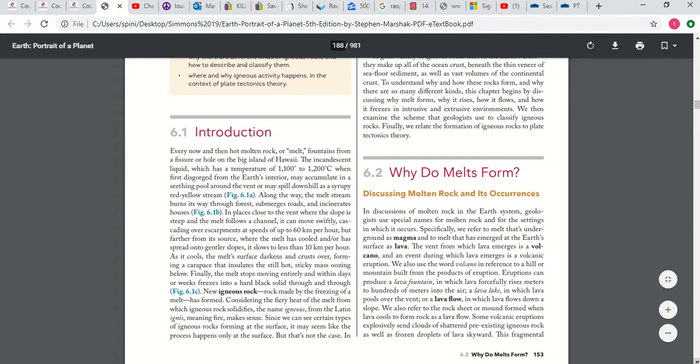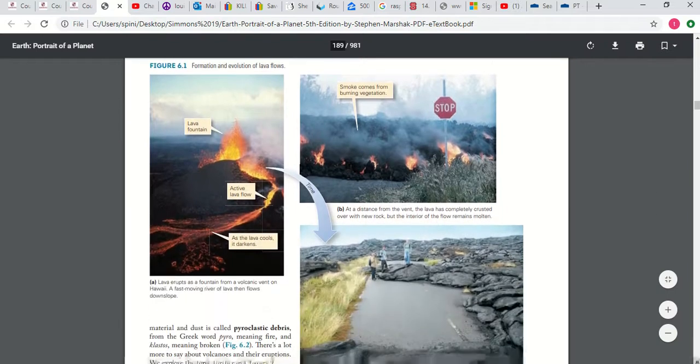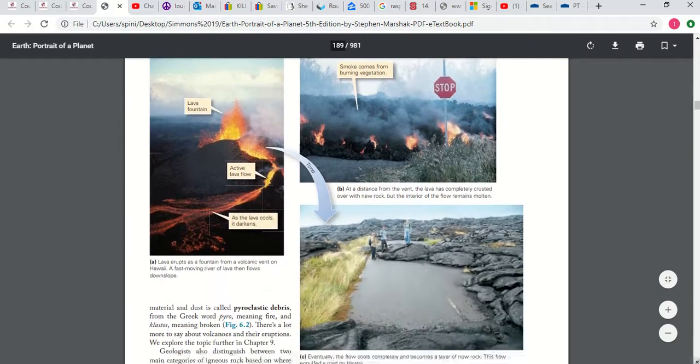And again, Hawaii is a good example, but you can see that lava flowing. It almost looks like a river. Sometimes it almost looks like a river of water, and it's almost moving that fast. So it's magma when it's under the ground, and it's lava when it's on top of the ground. Here we can see where some of that lava is moving across the surface.